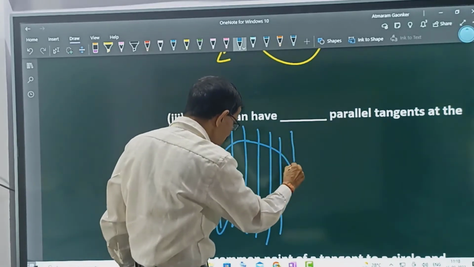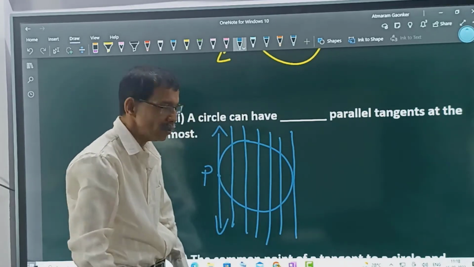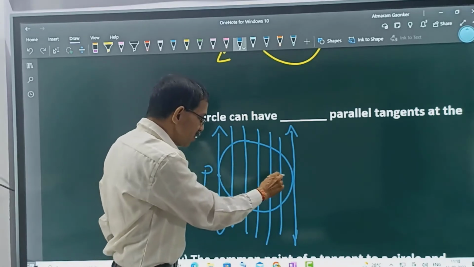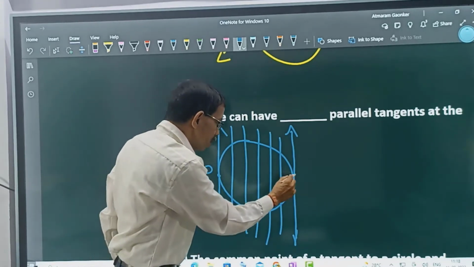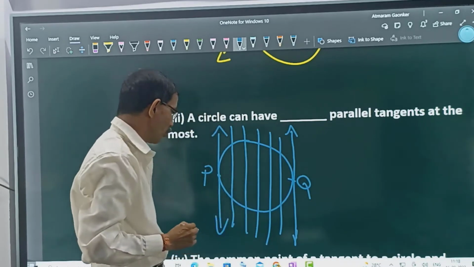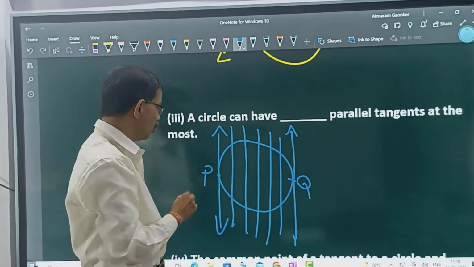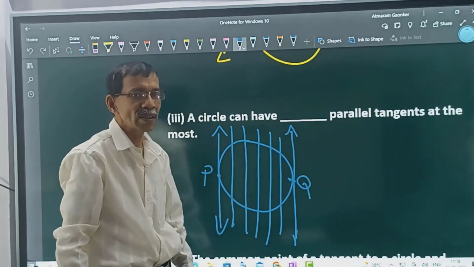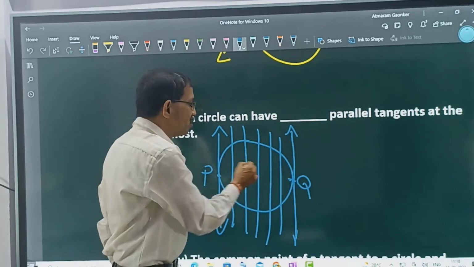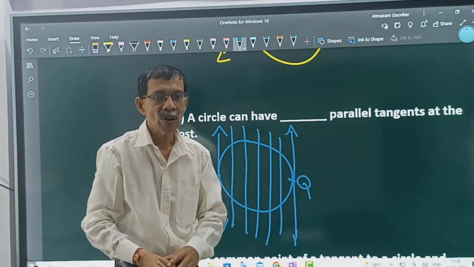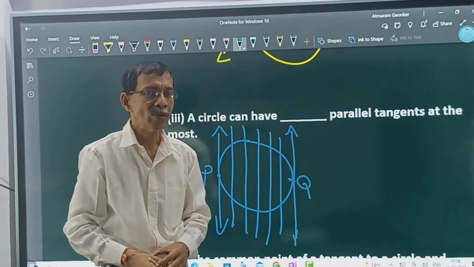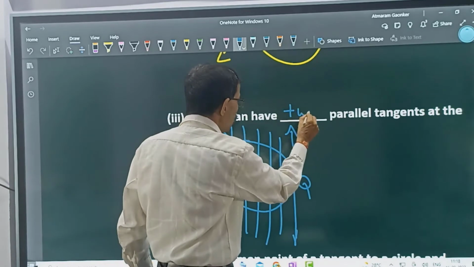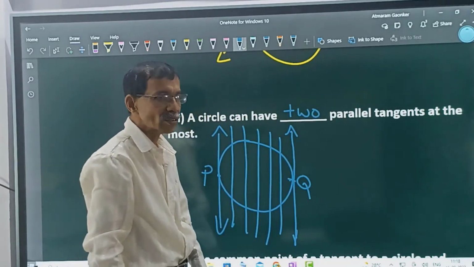And when you continue that, you draw one more line which is parallel to this line, and this also becomes a tangent at point Q. So you see, at point P there is one tangent, at point Q there is a tangent. So these two tangents are parallel. That means at the most you can draw two tangents parallel to the circle. So the correct answer here is 2. Let's go to the next question.